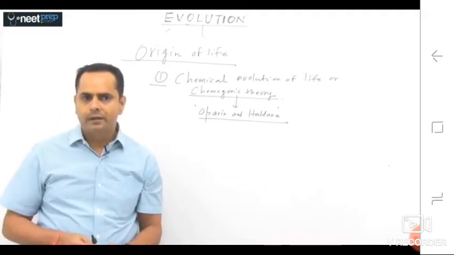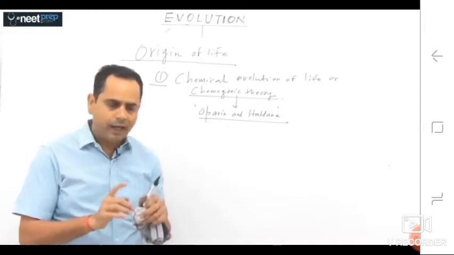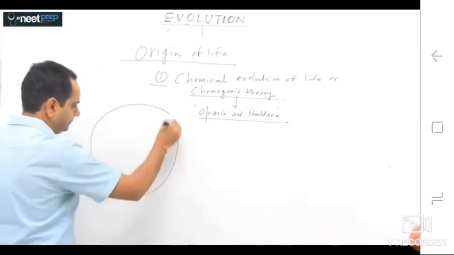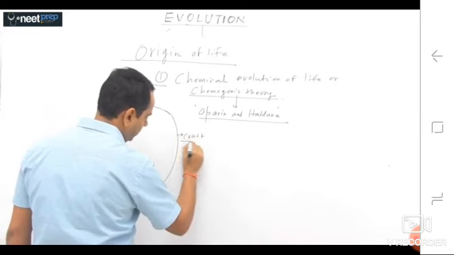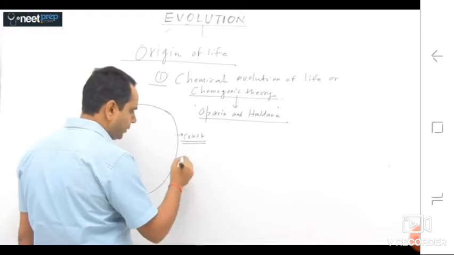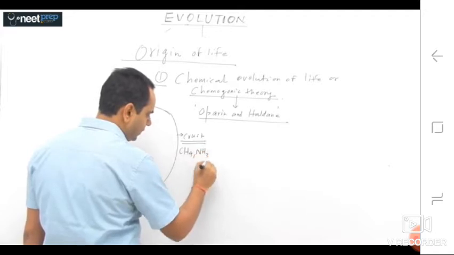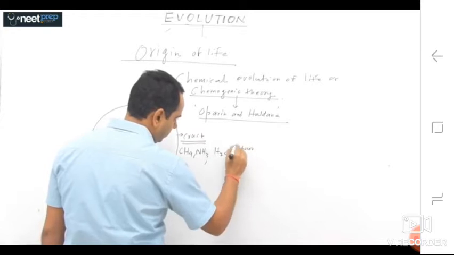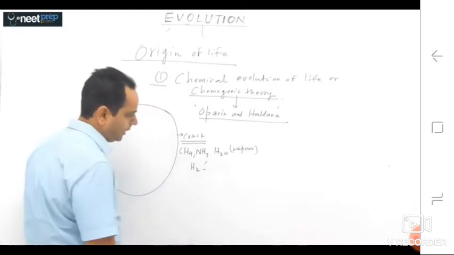So Oparin and Haldane proposed what would happen after the formation of Earth. They assumed that after the formation of Earth, let us suppose that is our crust area. This crust surface initially contained a large amount of molecules like CH4, ammonia, H2O vapor, and hydrogen gas, etc.